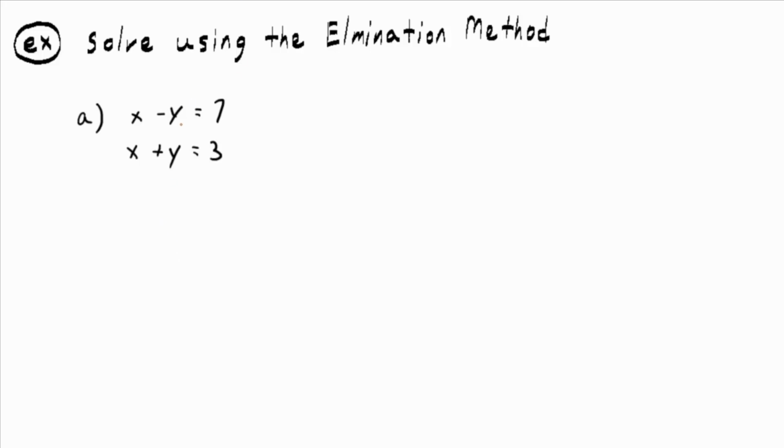Right away you noticed in the top equation you have a minus y. In the bottom equation, you have a plus y. When you add them together, the y's are going to knock each other out, right? If you add y to negative y, you make 0y. So that's the idea behind elimination. We're eliminating the y variable.